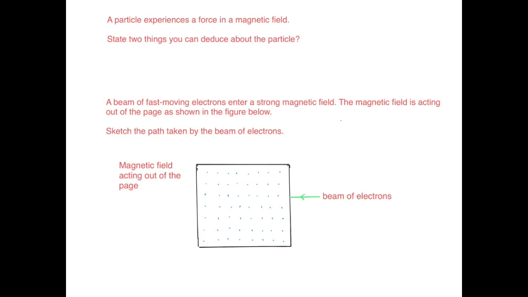Today we're going to look at the forces acting on a particle in a magnetic field, especially the magnetic force. Now, the first question asks, if a particle experiences a force in a magnetic field, what are the conditions or two things you can deduce about the particle?